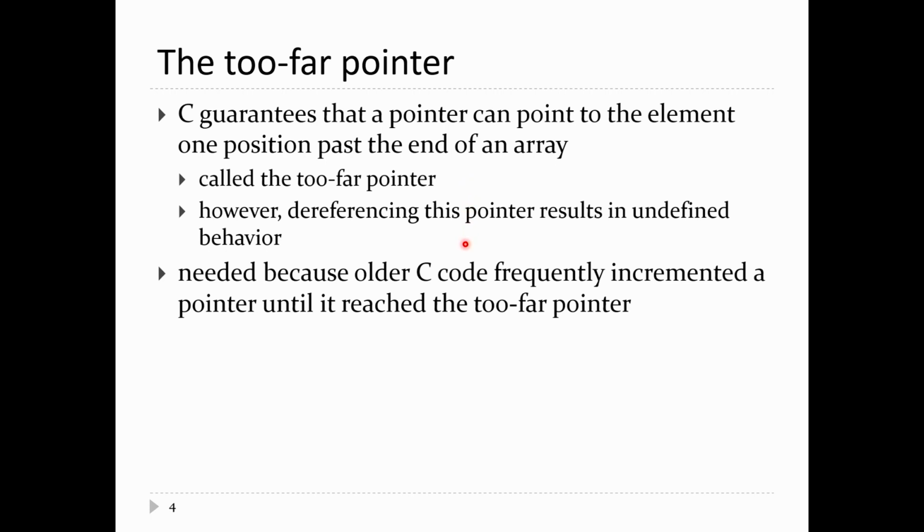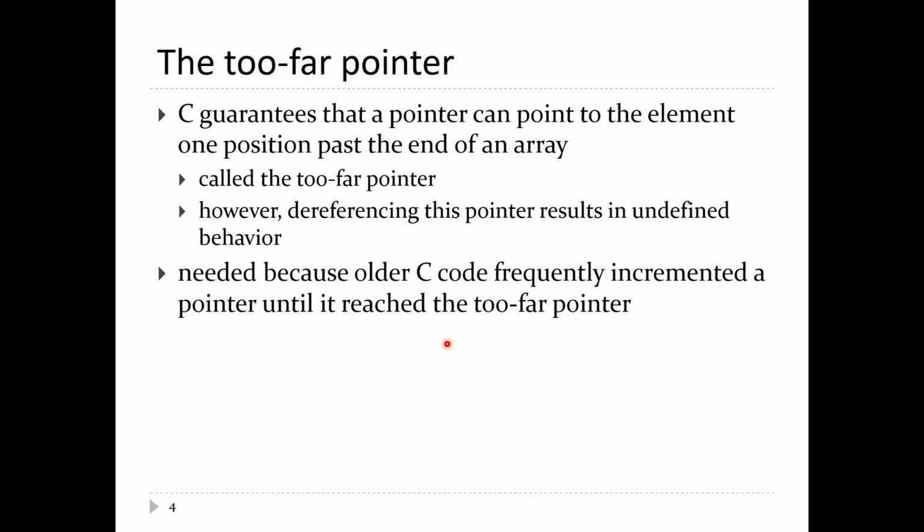So the pointer exists, but you're not allowed to dereference it. If I say p equals this thing, and you write star p, anything can happen. That's undefined behavior in C. The language doesn't say what happens, anything can happen. So you can't dereference that pointer.